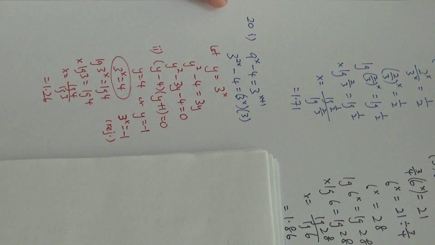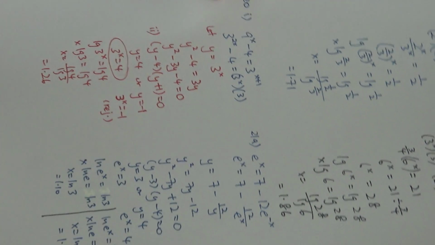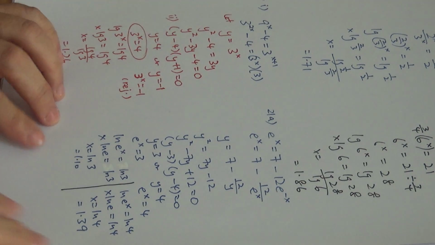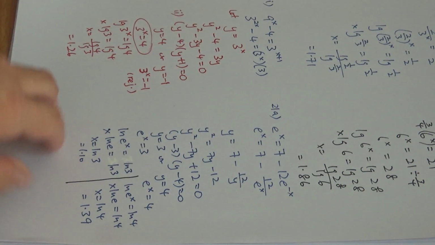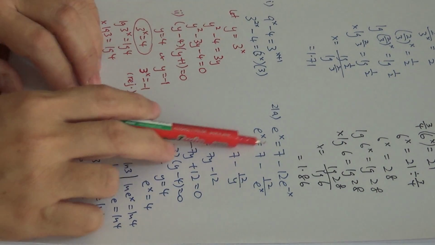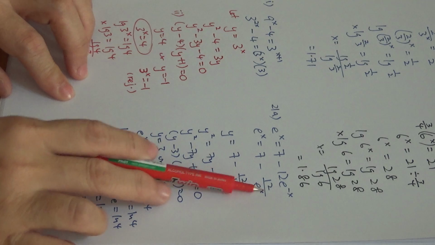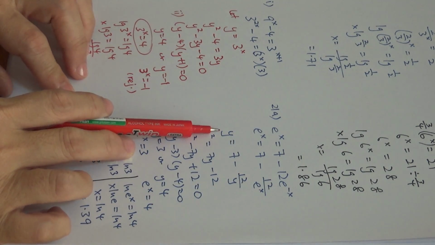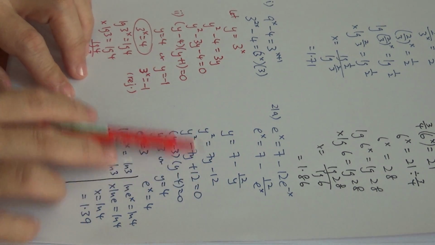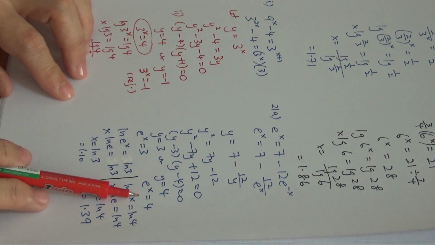Now next is question 21a. Question 21a. We have to do a substitution. Now you rewrite everything in e to the power of x first, then you let y be e to the power of x because the question says so. So replace, get a quadratic and solve.